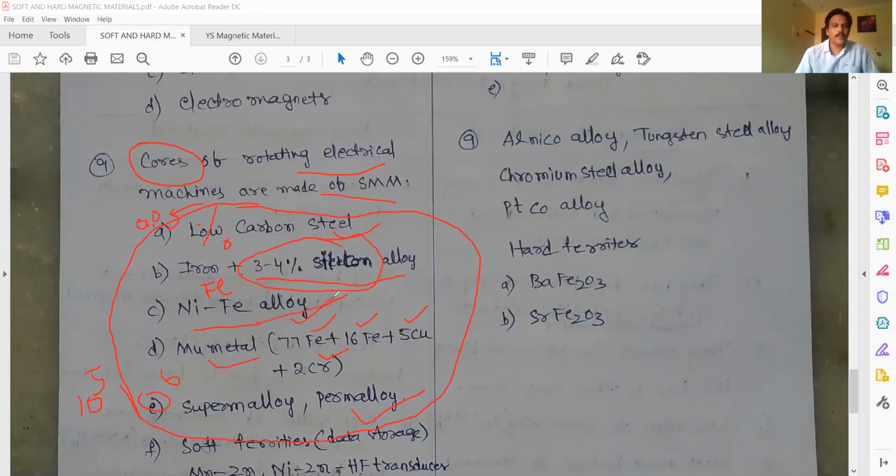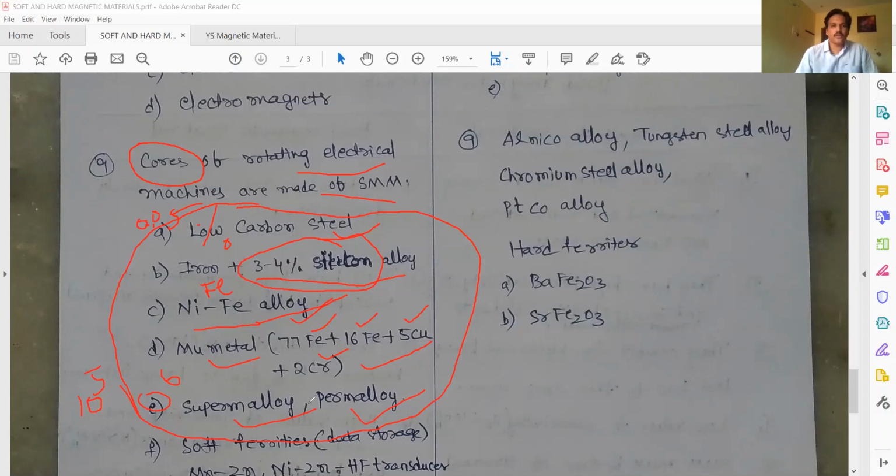Nickel iron alloy, Mu metal, supreme alloy, permanent alloy. These are used for high permeabilities.